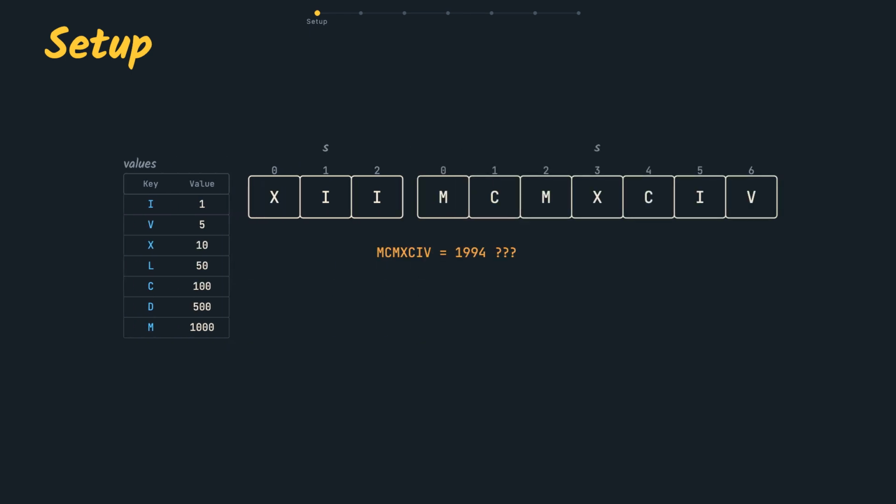But here's MCMXCIV, 1994. That's not a clean sum. Where do those gaps come from? The trick: when a small symbol sits before a bigger one, it gets subtracted. IV is 5 minus 1. CM is 1,000 minus 100.